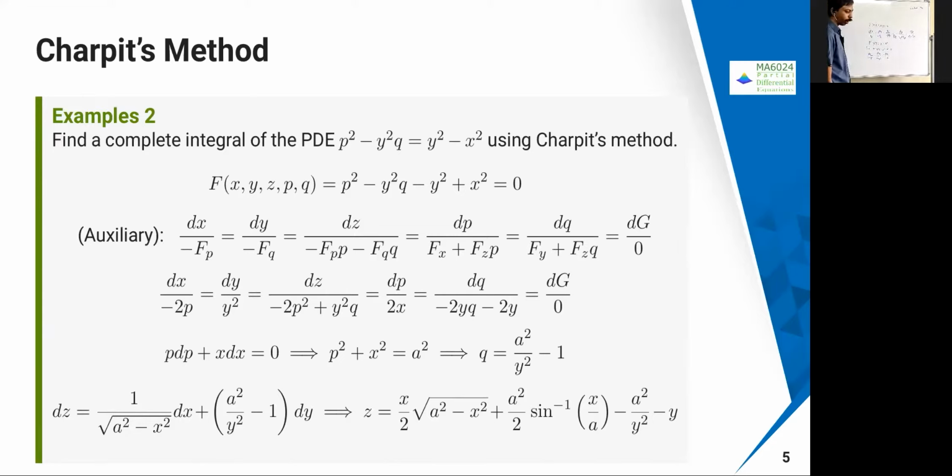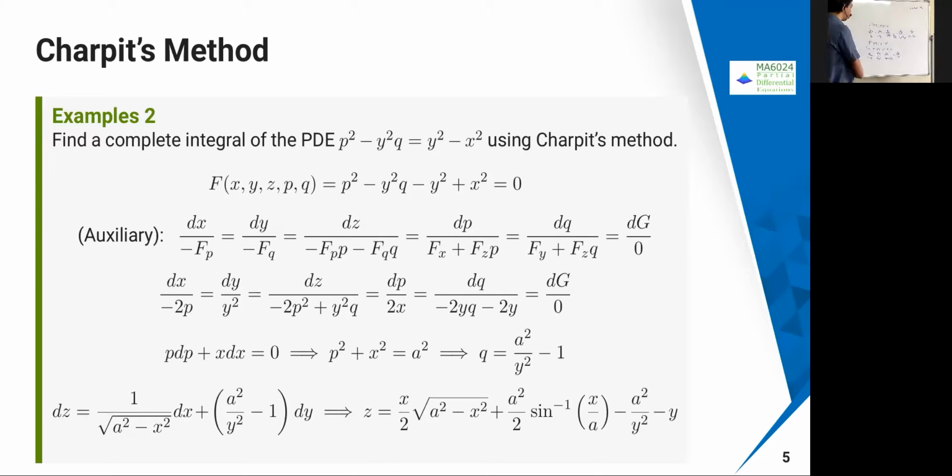And then we have dz by, no z term, but we have other terms like minus p fp minus q fq. So minus p fp, that is minus p into minus 2p, so 2p square, minus q fq, which is nothing but minus y square q, so minus q into minus y square, this will be plus y square q, equal to dp by fx plus fz p. Fx is minus 2x.